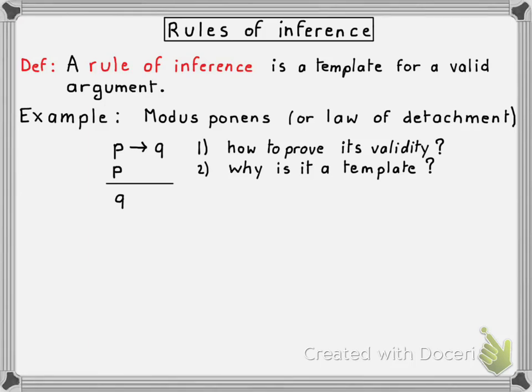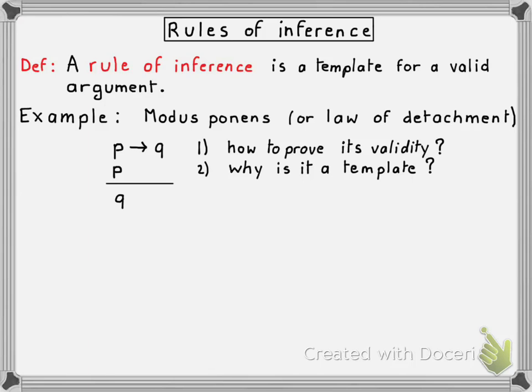Now let's answer question 1. How do we prove that modus ponens is a valid inference rule? That is, its conclusion Q logically follows from its two premises. Well, since this inference rule belongs to propositional logic, we can simply go back to our truth table algorithm. In other words, we're going to build a truth table for these three propositions, the two premises and the conclusion. And then we're going to check that whenever the two premises are true, the conclusion must also be true.